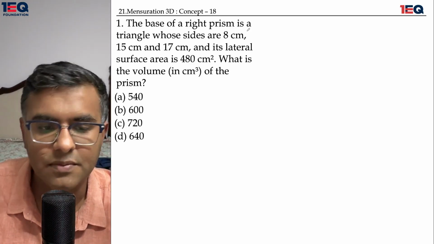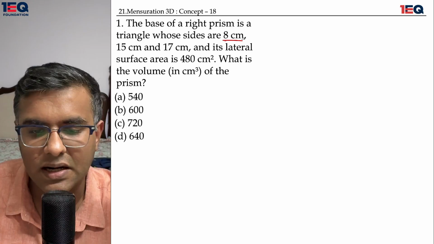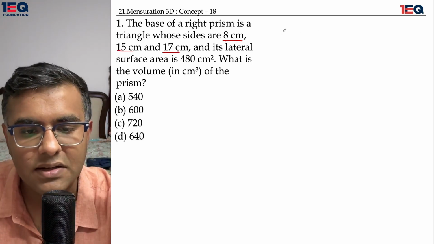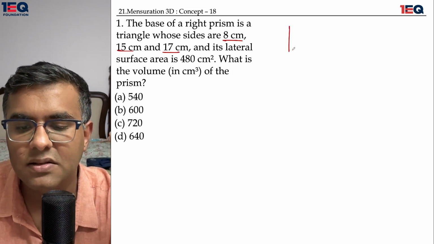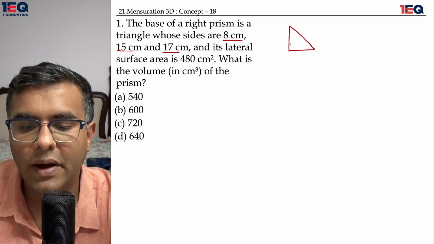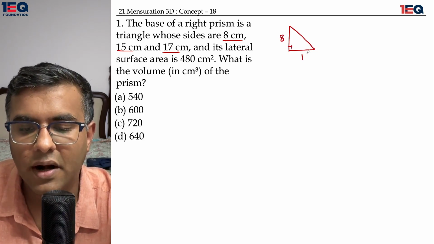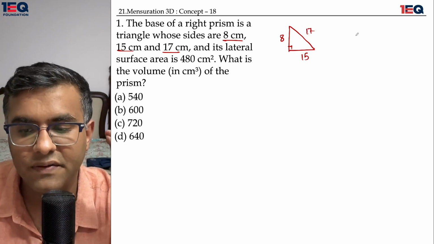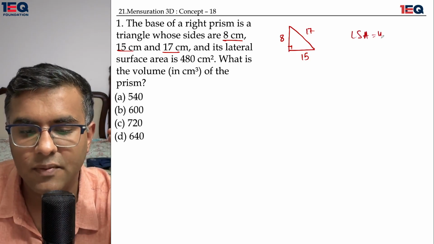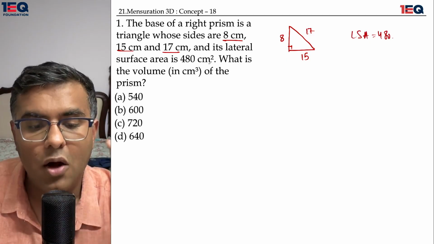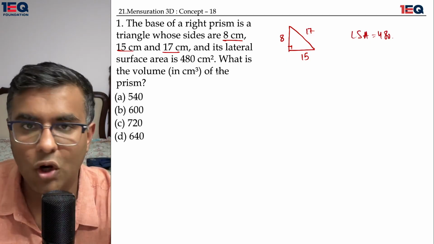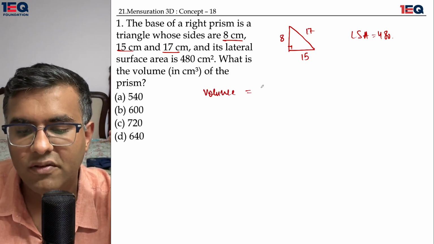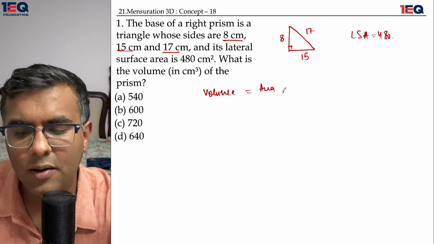The base of a right prism is a triangle whose sides are 8, 15 and 17. Looking at it, it is very clear that it is a Pythagorean triplet. That means most assuredly my triangle is a right angle triangle. Okay, so 8, 15 and 17. And its lateral surface area, the LSA, has already been given as 480. Now I need to find out the volume of the prism. For volumes, I need to have area, or the base area, into height.